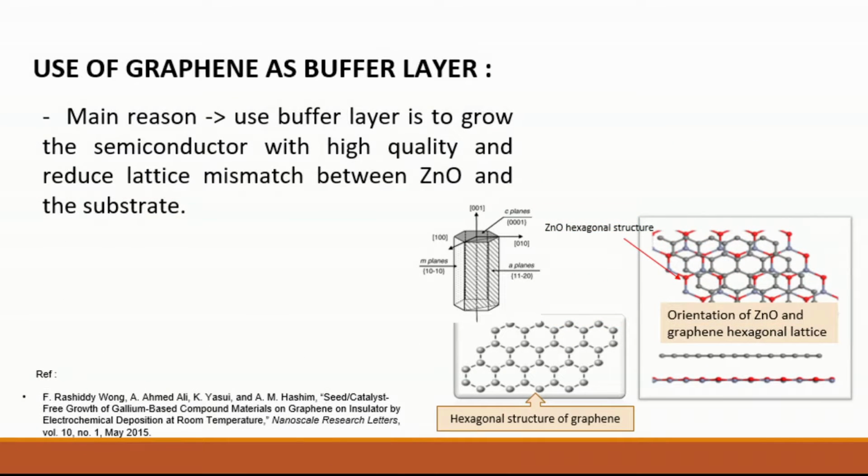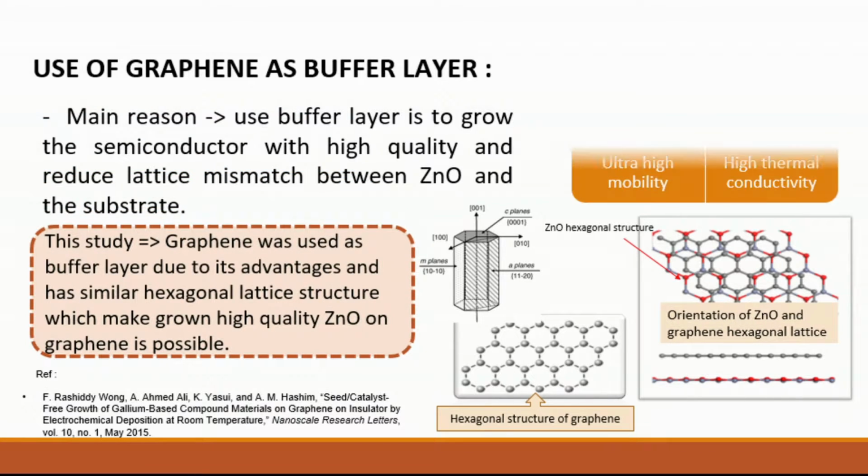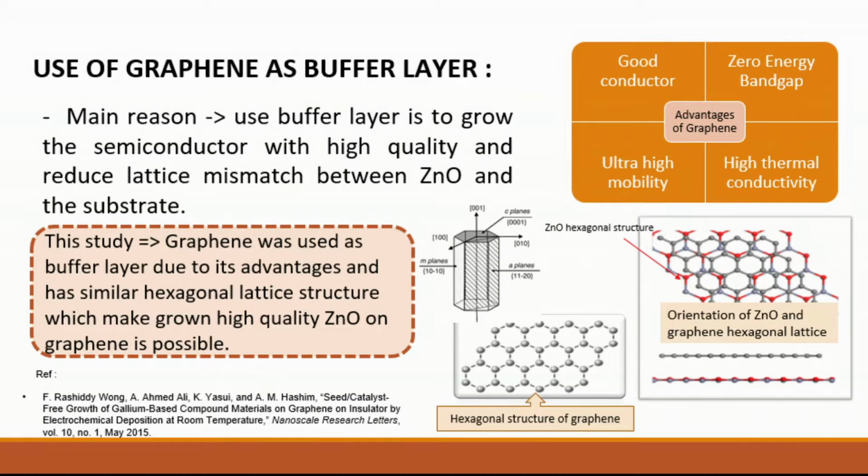The main reason we use the buffer layer is to grow the semiconductor with high quality and to reduce the lattice mismatch between the zinc oxide and the substrate. In this study, we use graphene as the buffer layer due to its advantages such as being a good conductor with zero energy bandgap. Graphene also has ultra-high mobility of up to 200,000 cm² per volt-second. Graphene also has high thermal conductivity, which is 10 to the power of 3 watts per meter Kelvin, which makes graphene resistant to high temperature. Besides, graphene has a similar hexagonal structure to zinc oxide, which makes growing high quality zinc oxide on graphene more possible.